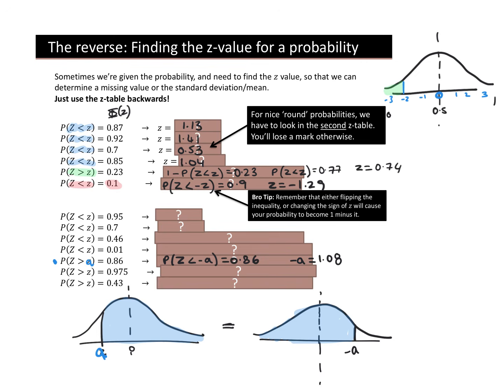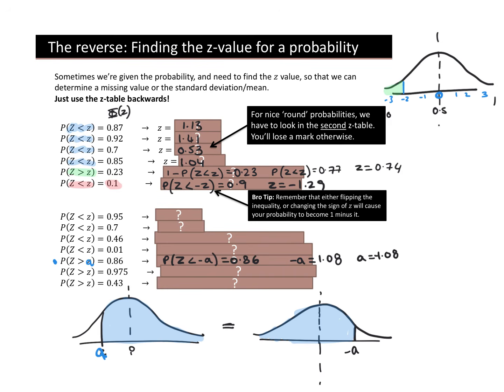But I don't want negative A, do I? What do I want? Positive A. So how do I do that? I just multiply both sides by -1. So this equals minus 0.108. So this is saying that this value is just over 1 standard deviation less than the mean to find this probability. Okay?